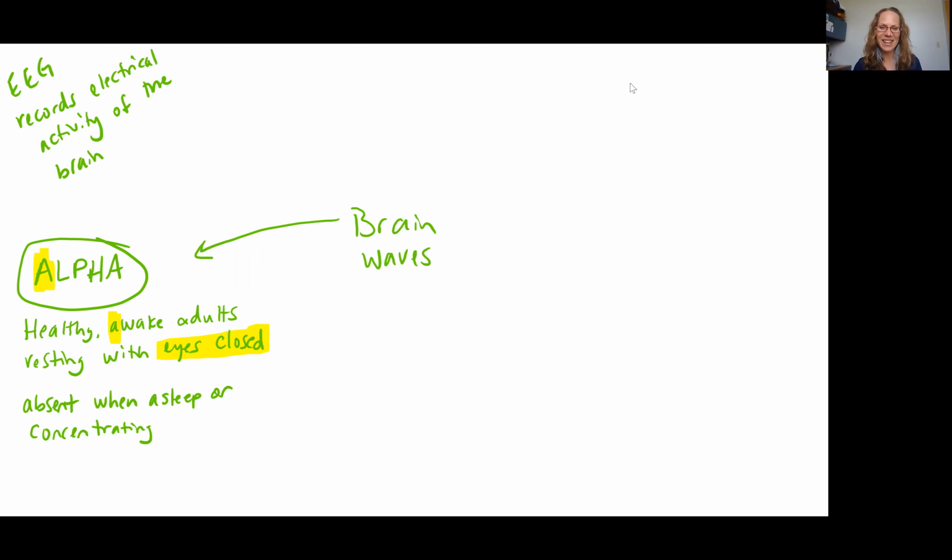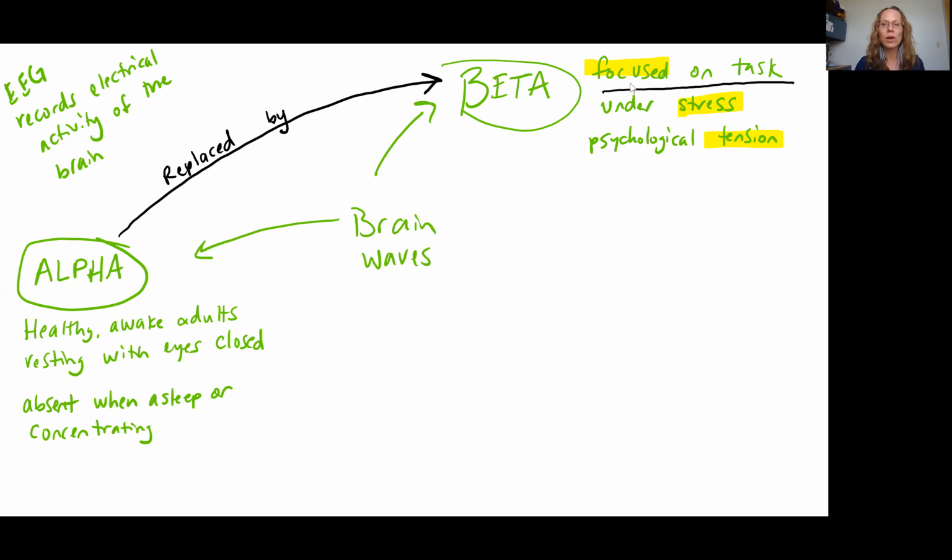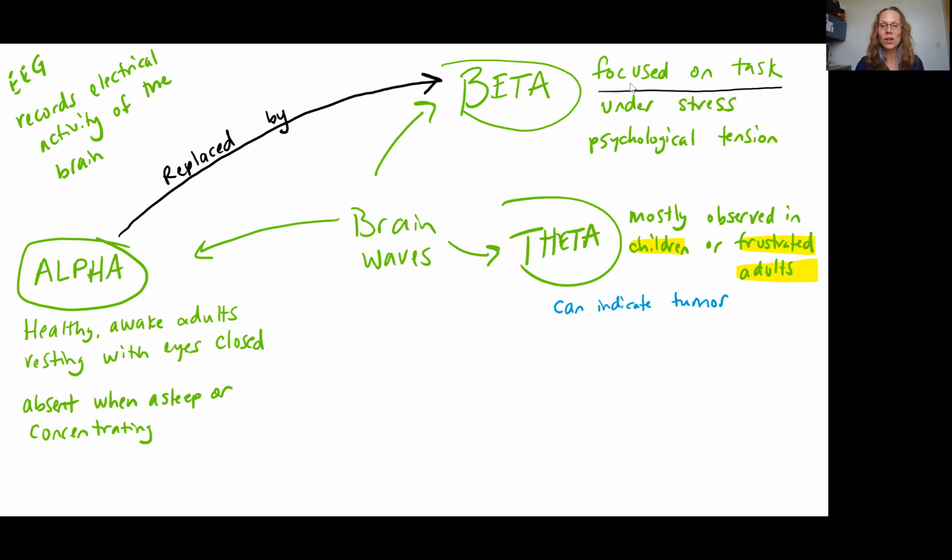at rest, okay? Now, this alpha wave will transition or become a beta wave when you're focused on a task, under stress, or psychological tension. Theta waves are detected either in children or frustrated adults. And they can be used to detect presence of a tumor.